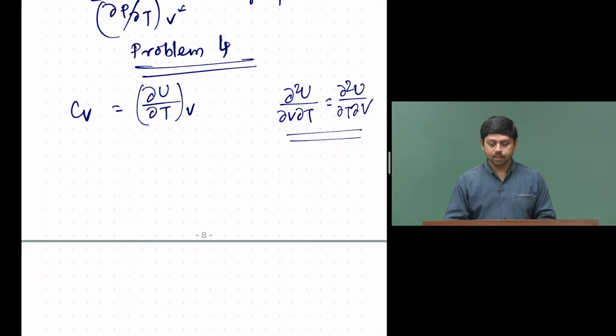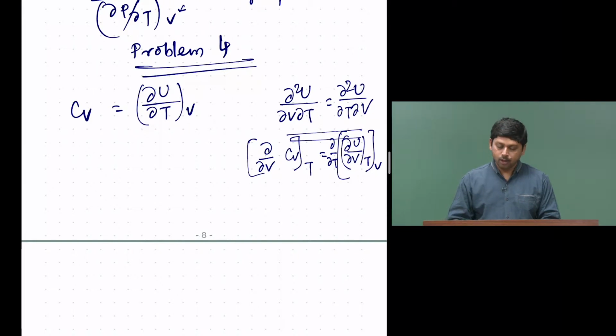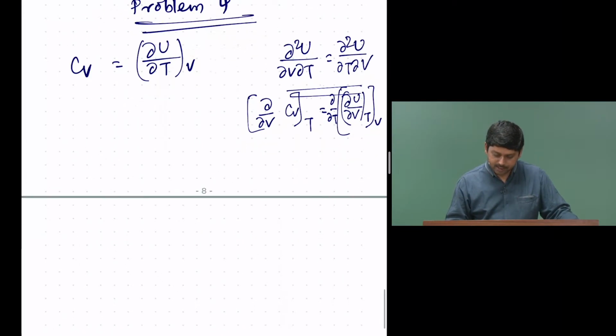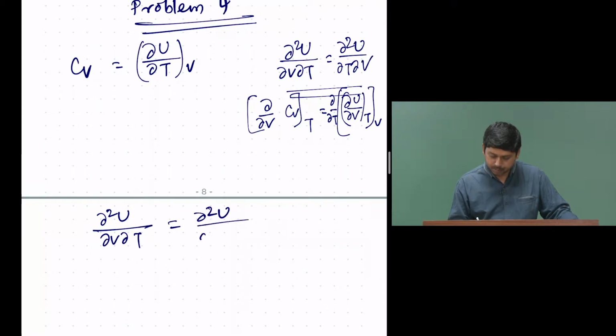That is when the exact differential characteristic comes, which means that first you take the derivative with respect to T at a constant V, which is nothing but Cv. So del del V of Cv at a constant T is the derivative of del U by del V at a constant T with respect to T at a constant V. So, we are going to exercise that. Let us write that: d2U by dV dT is equal to d2U by dT dV.